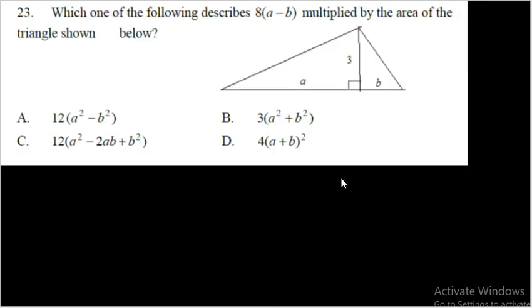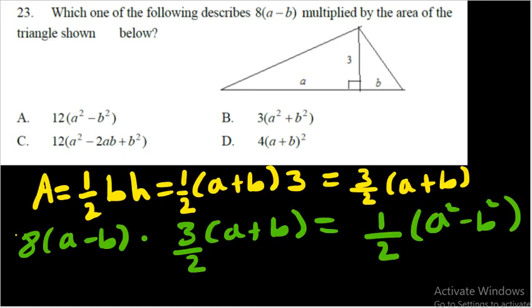The next question: which one of the following describes 8 in bracket A minus B multiplied by the area of the triangle shown below? So what to do here? First of all, try to identify the area of the triangle. This is a triangle, a right angle triangle actually, or maybe it's not. But what's given to you is the altitude, the height of the triangle, which is 3, and the base, you can consider this whole as a base.